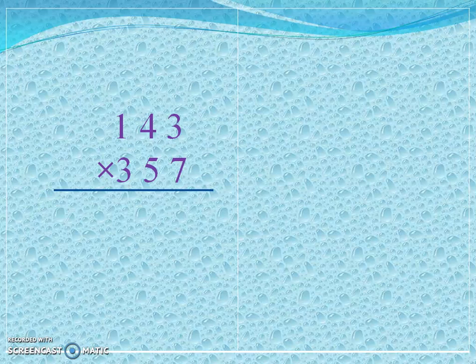Here 7 3s are 21, where 2 goes up as a carryover, 1 comes down. 7 4s are 28, plus 2 gives you 30, where 3 goes up as a carryover, 0 comes down. 7 1s are 7, plus 3 gives you 10. Now we have finished multiplying by 7. Now we'll start multiplying by 5. Again, before we start multiplying by 5, we put cross.